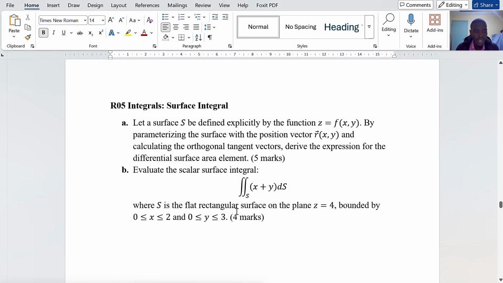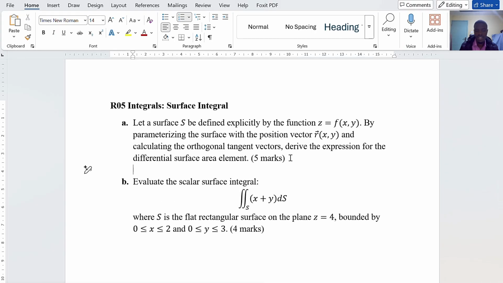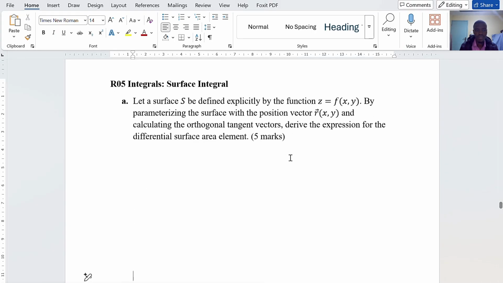Now, the next question, which is revision 5, still under integrals, is to find the surface integral. But on question 1, we are going to derive the differential surface element, which will help us solve our problems in surface integral. In short, we are going to find this value here, dS. And that is the first question, 5 marks.